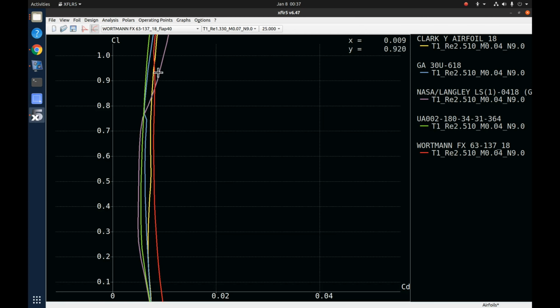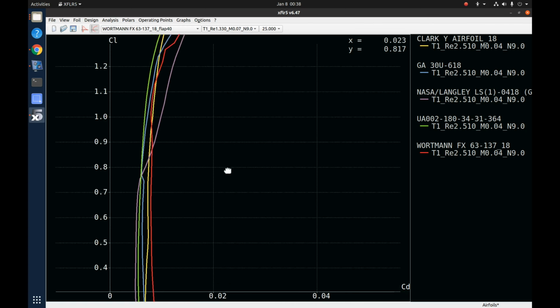Now which one has the worst one? That's this red one here, and that's the Wortman. So the Wortman has the worst drag. The next one is the Clark Y. This yellow one is a Clark Y, so it's the second worst one. This blue one is Harry Riblet's airfoil, so it's kind of in the middle of the pack. And then this green one is my airfoil that I designed. So out of the turbulent ones, at least at our cruising coefficient of lift, the airfoil I came up with has the best drag.